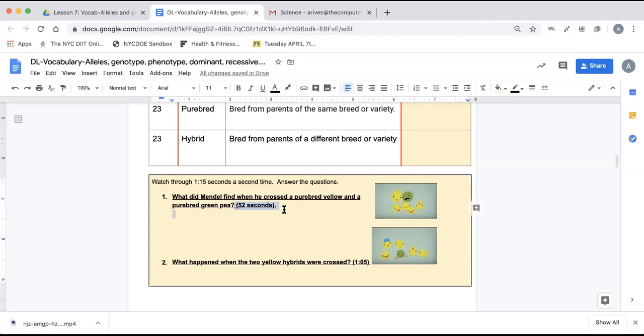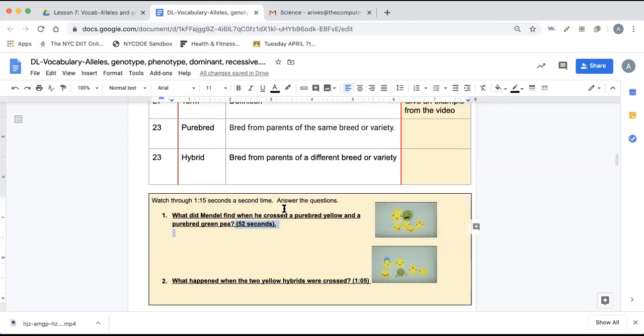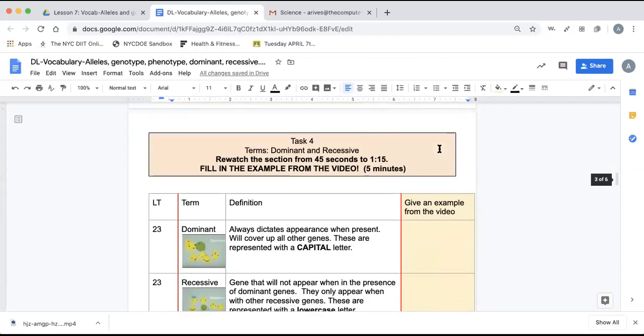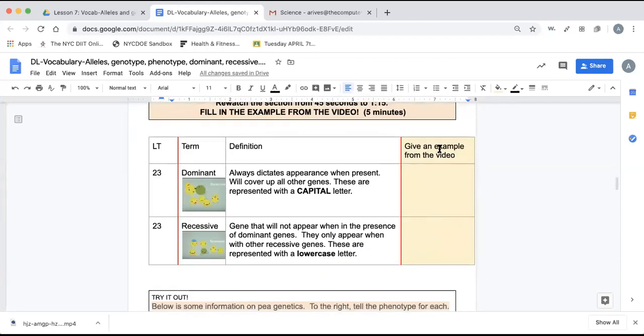So for example, the answer to question 1, what did Mendel find when he crossed a purebred yellow and a purebred green plant? That's at 52 seconds into the video. All right. And I'm kind of giving you hints on what you should fill in here. Okay, task 4, dominant, recessive. These are the big words we want in this unit.